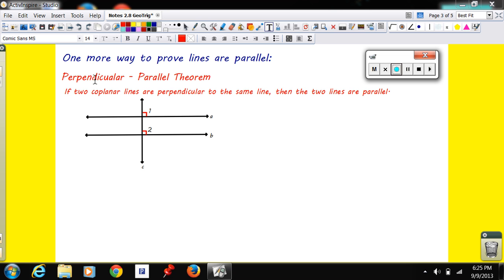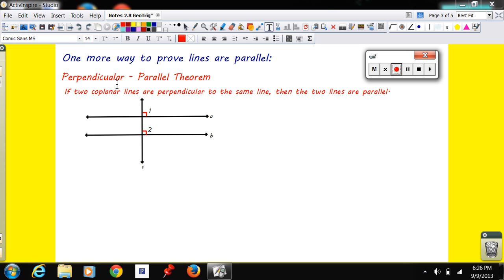interior. We can also use the perpendicular parallel theorem, which basically says if 2 coplanar lines are perpendicular to the same line, then the 2 lines are parallel. If they're both perpendicular to line C, then A and B have to be parallel. So basically what this is saying is that if line C is a 90-degree angle to line A, and line C is also a 90-degree angle to line B, then line A and B had to be the same because they had to both be 90 degrees. So they had to be parallel to each other.